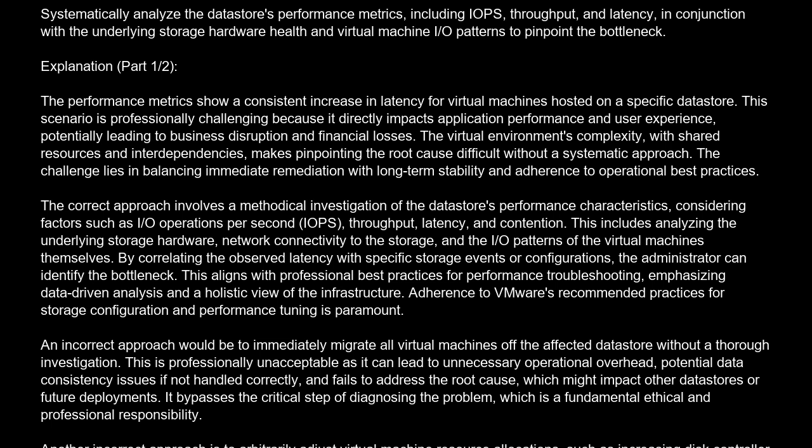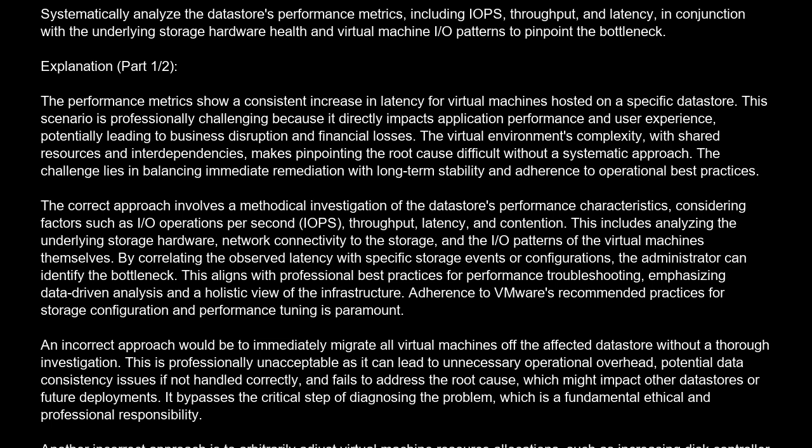An incorrect approach would be to immediately migrate all virtual machines off the affected data store without a thorough investigation. This is professionally unacceptable, as it can lead to unnecessary operational overhead, potential data consistency issues if not handled correctly, and fails to address the root cause, which might impact other data stores or future deployments. It bypasses the critical step of diagnosing the problem, which is a fundamental ethical and professional responsibility.